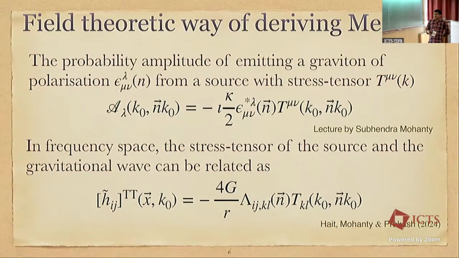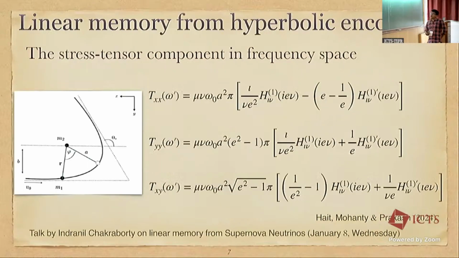gravitational waveform, and in frequency space the stress tensor and gravitational waveform have this relation, like many people discuss. This Lambda IJKL is the projection operator, the transverse stress projection operator, and T KL is the stress tensor in the frequency space. Now a real example is the calculation of linear memory from hyperbolic encounter.